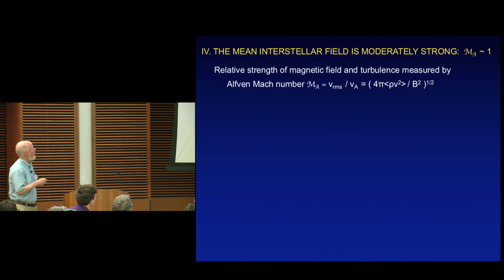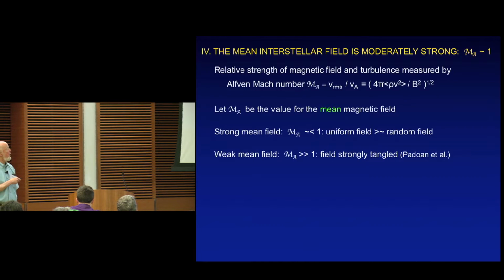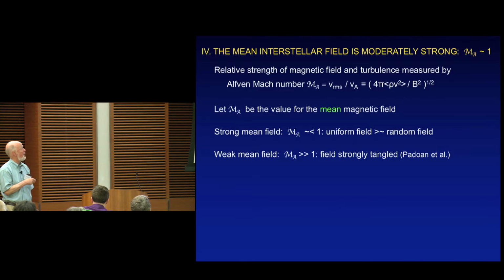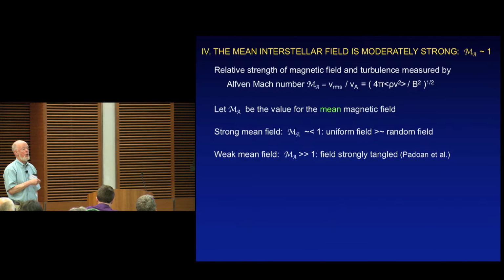And if I want to now evaluate this for the mean magnetic field, so this is the mean vector magnetic field, and if I have a strong mean field, that corresponds to having an Alfvén Mach number less than or of order unity. That means that the uniform field is greater than or of order the random field. Whereas if there's a weak mean field, then this Alfvén Mach number is going to be much larger than 1. And as a result, the turbulence is going to make the field tangled.